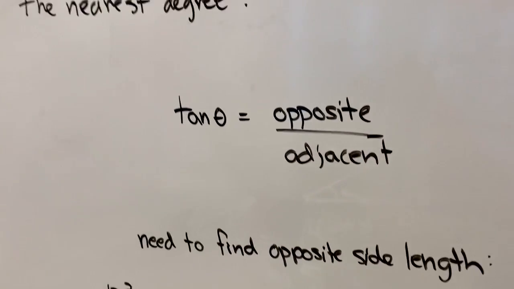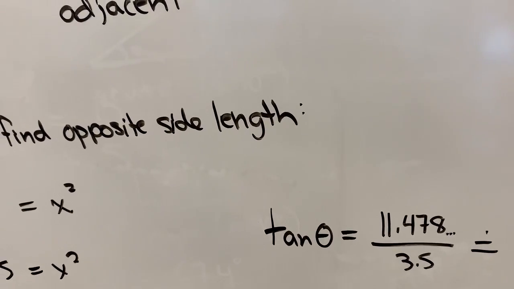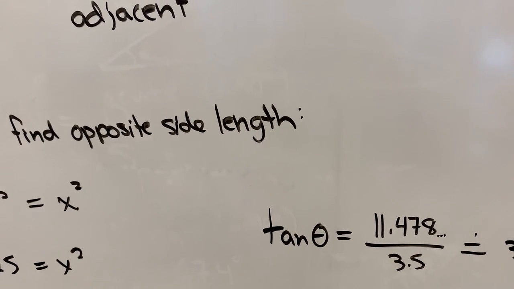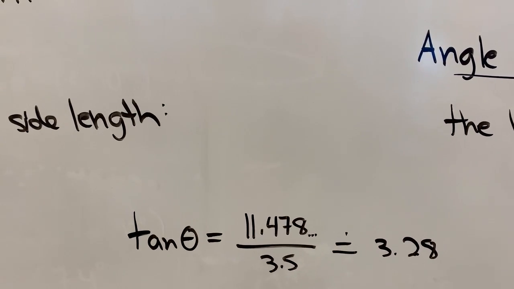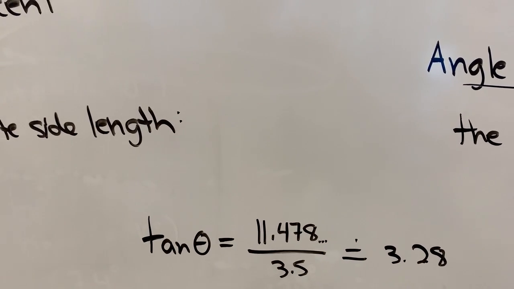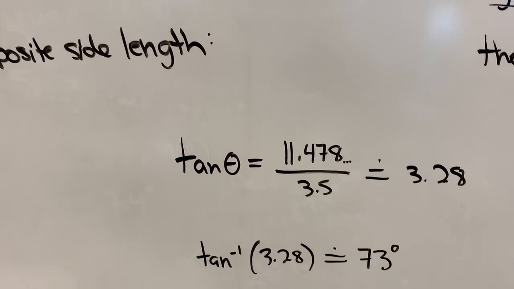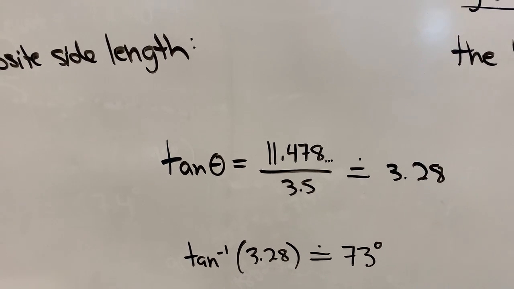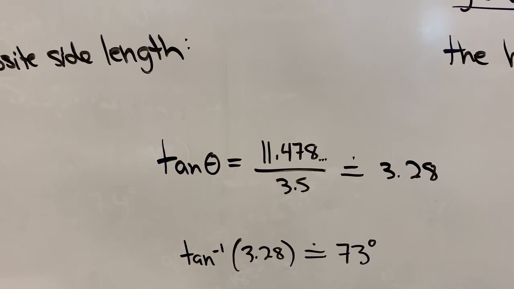So now we can set up the tan ratio and say tan of theta equals 11.478 decimal divided by 3.5. If you calculate that, again, you get an awful decimal, but about 3.28. That is not the angle. The inverse tan will give me the angle. And if you do inverse tan of that number, you're going to get very, very, very close to 73 degrees. And they asked us to round to the nearest degree.